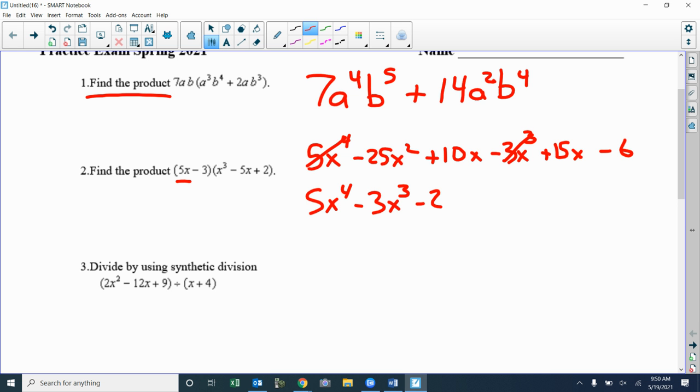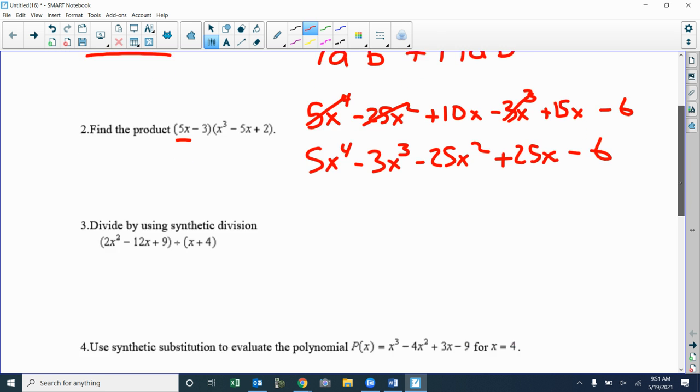So minus 25x squared, and then combine your 10x and your 15x. I think that's correct to give me 25x minus 6. Is that right? Everybody okay there? Don't want to go too fast, but I don't want to be too slow. Is everybody good?